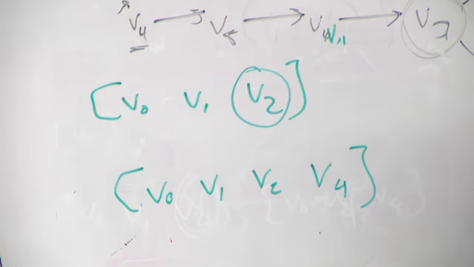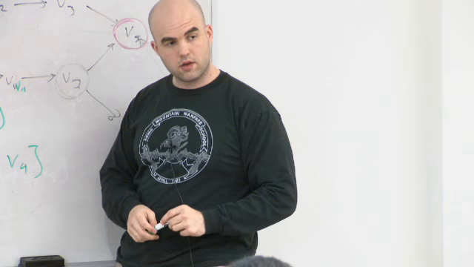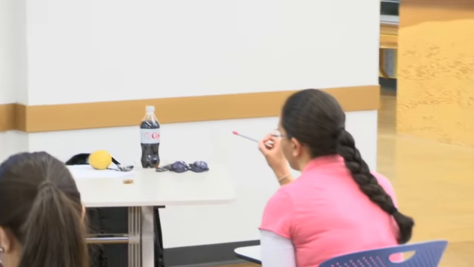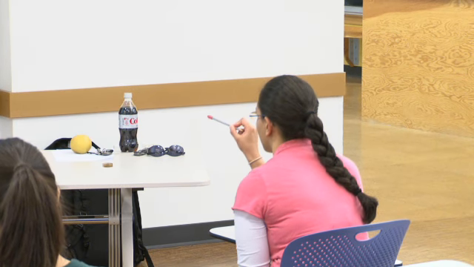So if V2 also went to like V10, would the new path be V0, V1, V2, V4? No. No.